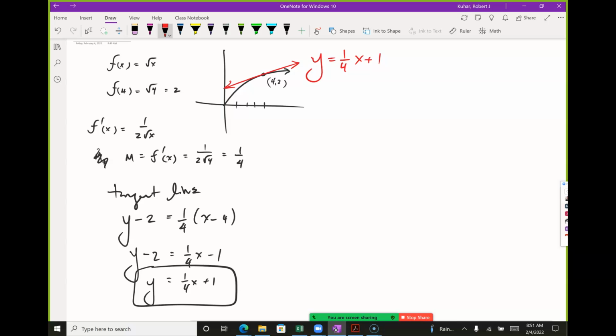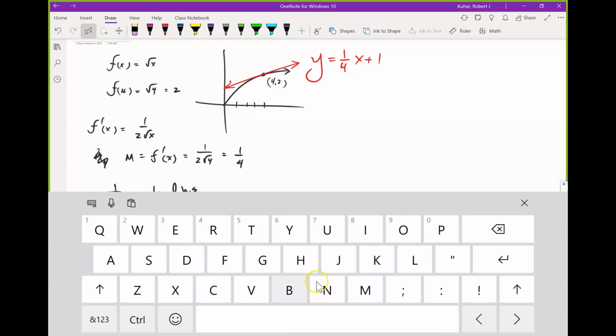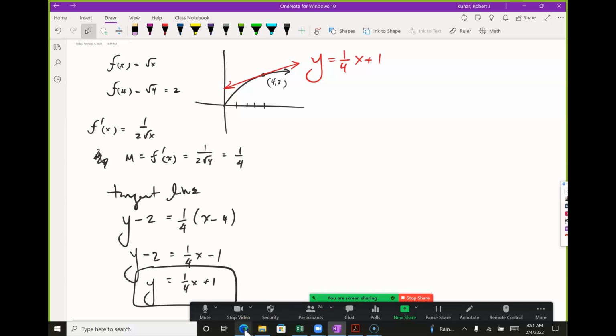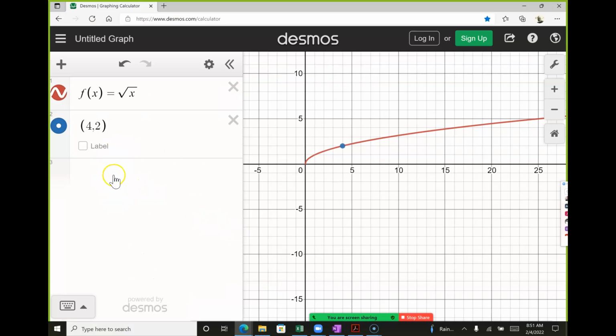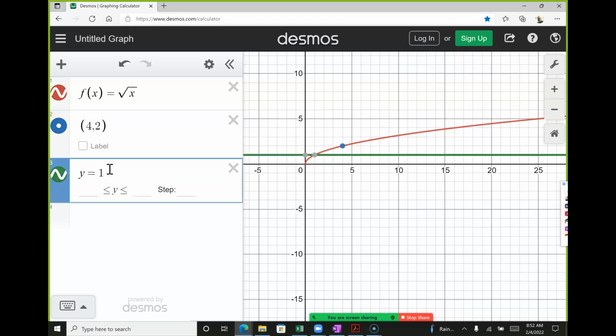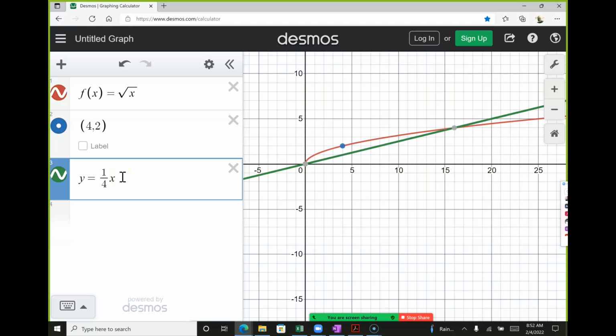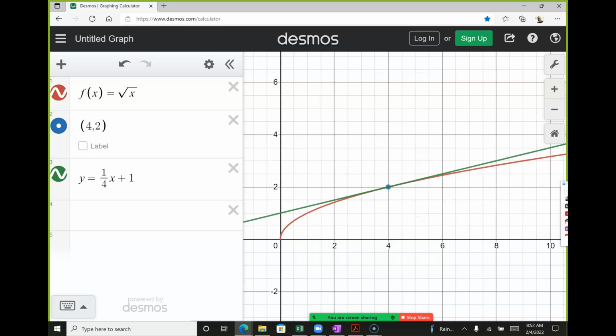Anybody get the same? No one yet? Nice. All right, so I'm ready to put this tangent line on my curve. Oops, sorry. And if I'm going too fast, just slow me down. I just had 2 cups of coffee, so I feel like I'm flying. 1 divided by 4 times x plus 1. And there's my tangent line. Victory.